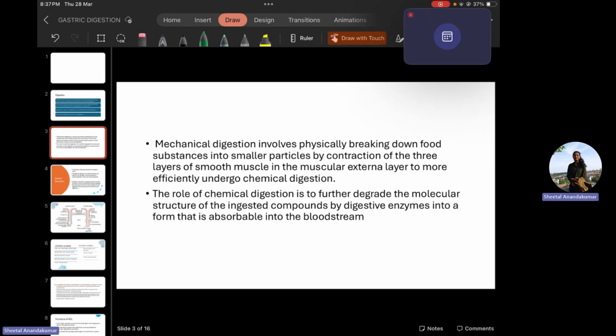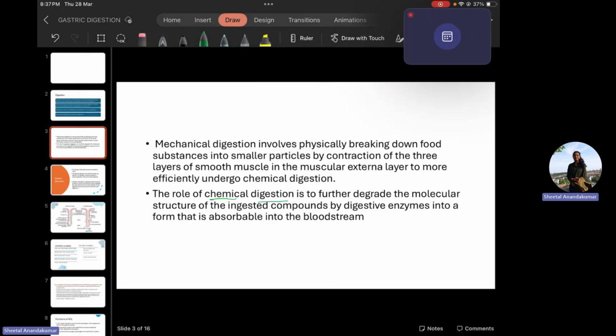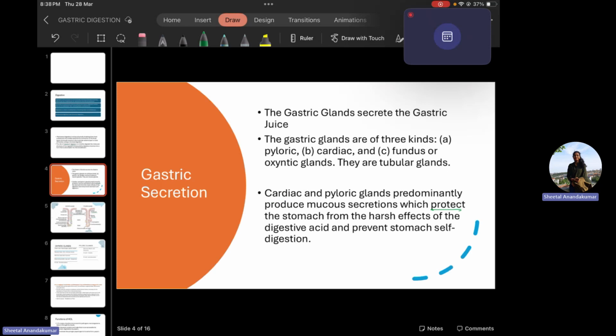And then there is chemical digestion, which is the degradation of the molecular structure of the food by digestive enzymes. Now, since we're talking about gastric digestion, let's talk about the stomach. The stomach is a J-shaped bag, and it contains gastric glands that secrete gastric juice.